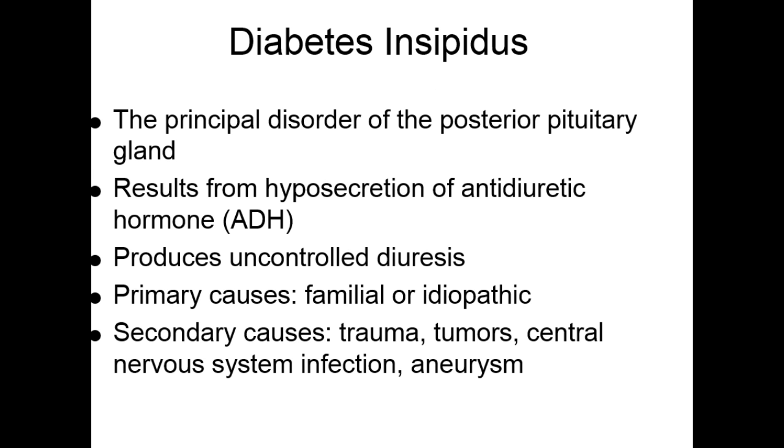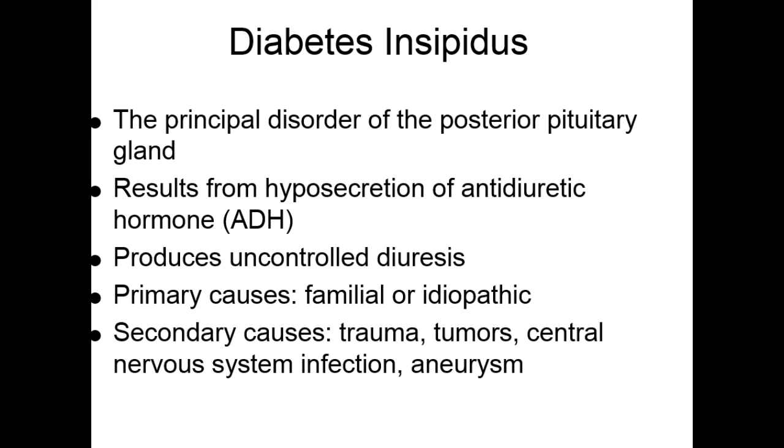Diabetes insipidus. Now this is different from diabetes mellitus. This is very, very different, so you have to separate the two. Diabetes insipidus is a principal disorder of the posterior pituitary gland. And what is diabetes mellitus? A disorder of the pancreas, or the production of insulin in the islets of Langerhans cells of the pancreas. So it's two different things. Here we're talking about the pituitary gland.